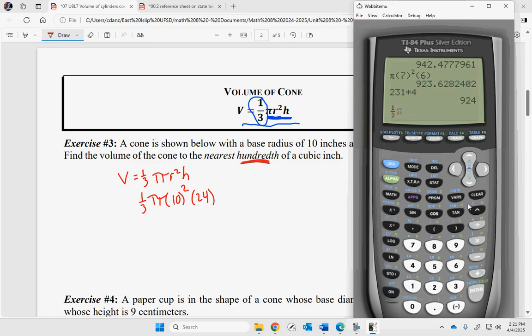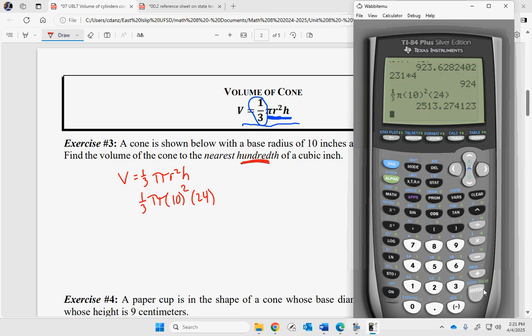So if we enter in 1/3 pi, I really want you doing this with me, by the way, not just copying my stuff. You got to practice using that calculator. 10 in parentheses squared, and then 24 in parentheses. Anytime I substitute in a number, I always put in parentheses. And then it makes sure that the calculator understands what I'm trying to type in.